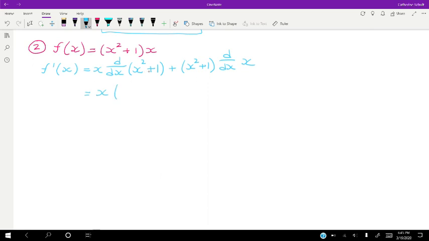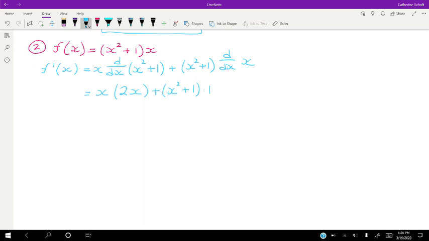Derivative of x squared plus 1. There's our power rule again. Bring down the exponent, subtract 1 for the new exponent. What's the derivative of 1? Constants are 0. Okay, and then over here, what's the derivative of x? It's just 1.